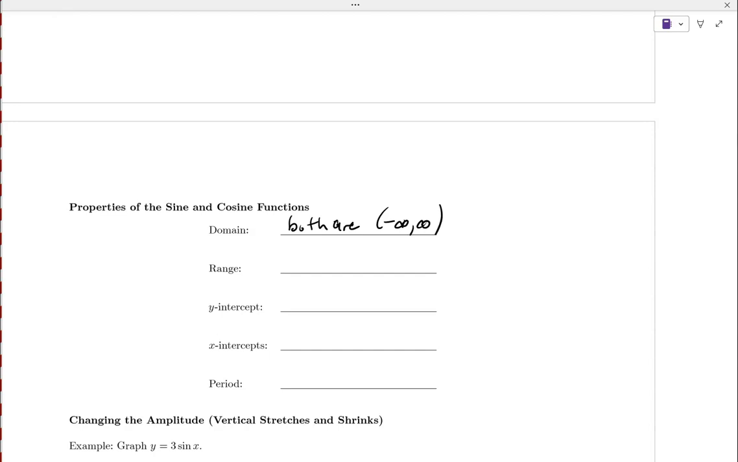Range, we're going to look for the y's. How far up and how far down does it go? Negative 1 to 1, right? The smallest value you can get out is negative 1. The biggest value you can get out is 1. And you can actually get those numbers out, right? You can get out 1 and you can get out negative 1. So we'll use brackets on that for our interval notation. So negative 1 to 1.